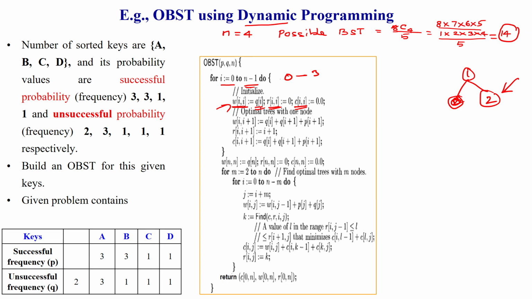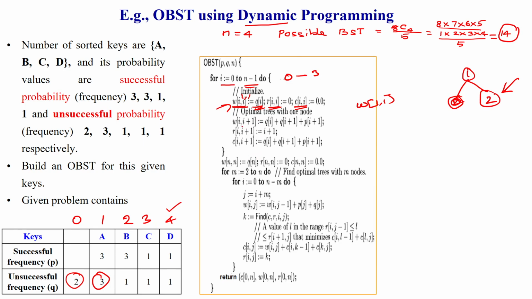Whenever we have the same index values, w of i comma i, like 1 comma 1, 0 comma 0, 3 comma 3, when you are constructing that, we have to give the value q of i. If it is w of 1 comma 1, then it is q1. Like this, we have to initialize the index. This is q1, this is 0, so we have to give the index values 0, 1, 2, 3, 4, like this.